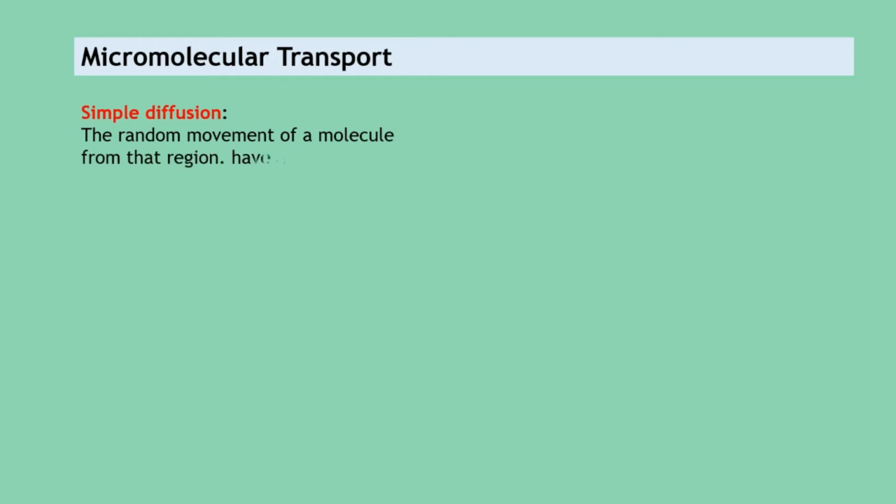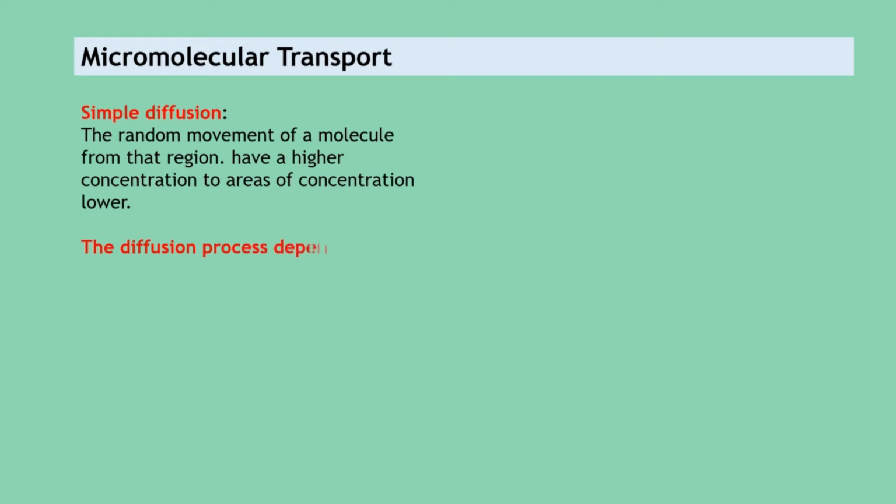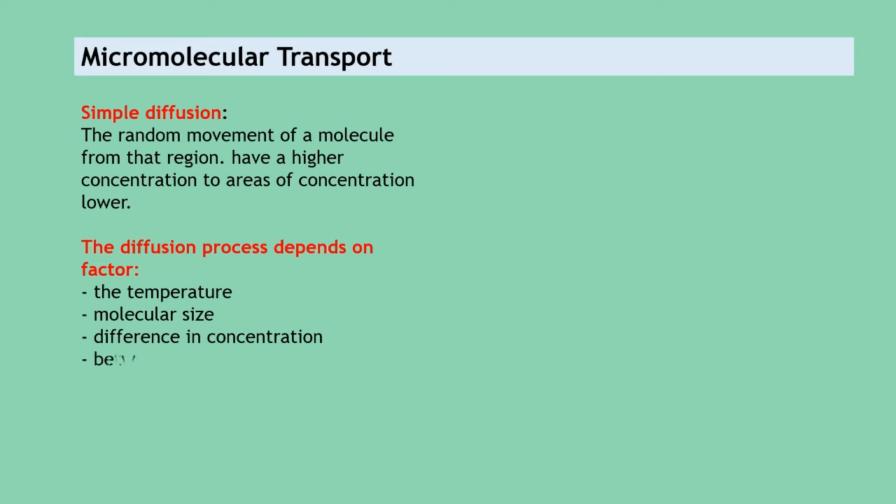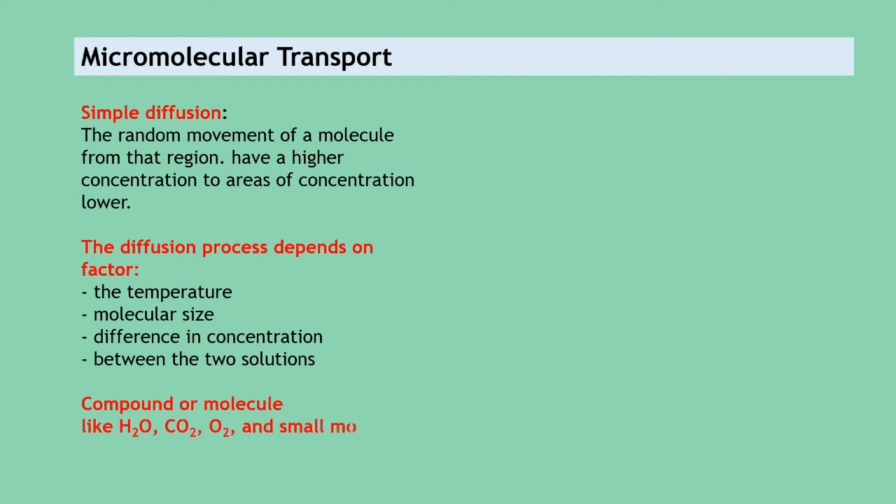Micromolecular transport. Simple diffusion is the random movement of a molecule from a region that has a higher concentration to areas of lower concentration. The diffusion process depends on factors: the temperature, molecular size, and difference in concentration between the two solutions. Compounds or molecules like H2O, CO2, O2, and small molecules with no charge can easily pass the membrane.